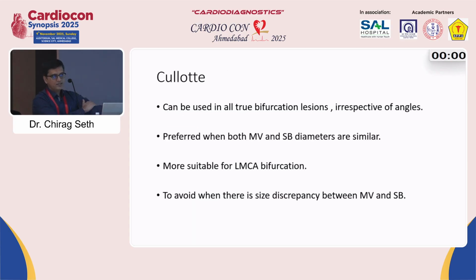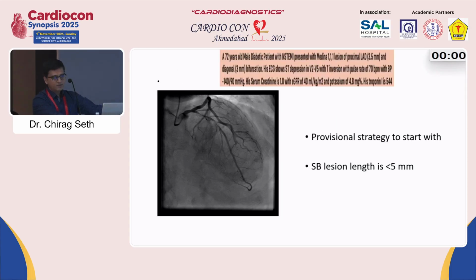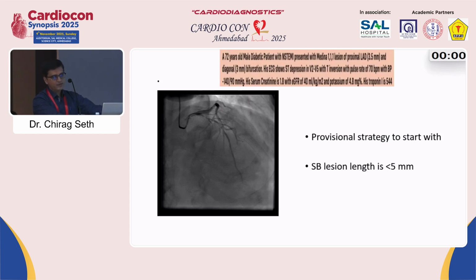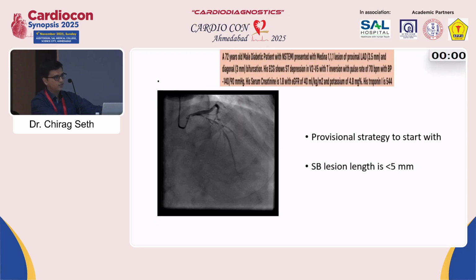And lastly, culotte can be used in all true bifurcations irrespective of angles. It is preferred when both main vessel and side branch diameters are similar, more suitable for left mains, and to be avoided when there is size discrepancy between main vessel and side branch. So I think in the given case scenario with complex case profile, it would be simpler to do provisional strategy to start with, because the side branch lesion length, though it is not mentioned, I would believe that it is less than 5. I would still opt for provisional arm and be ready with reverse crush if there is a compromise in the side branch. Thank you.